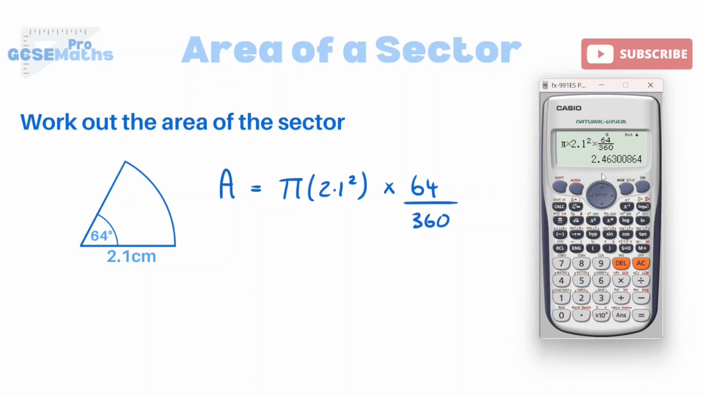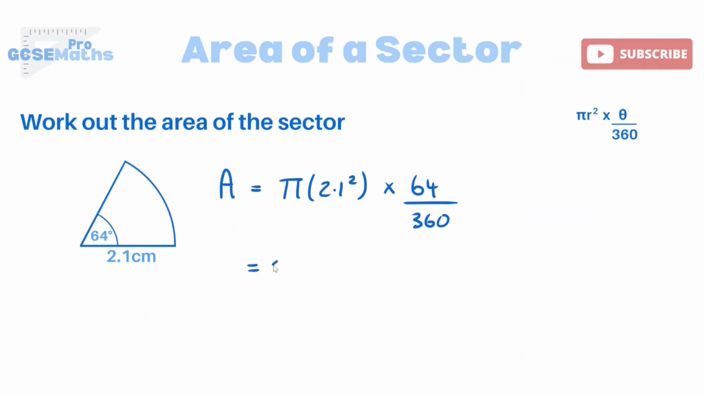And here we are. So I'm actually going to give it to, I think, 3 significant figures, so 2.46. Let's go with that. Now, normally if there's decimals, they'll tell you how to round it, but in my case, I'm just going to choose 3 significant figures. Okay, so 2.46 centimeters squared is the area.